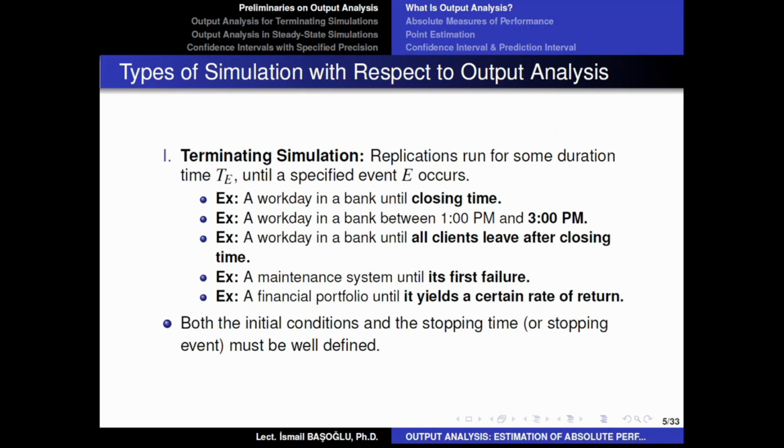Now, there are two types of simulations with respect to the output analysis. The first type is a terminating simulation. In terminating simulations, the replications run for some duration time, TE, until a specified event E occurs. For example, imagine a supermarket and we want to run a simulation of the supermarket, but the supermarket closes at 10 p.m. It opens at 10 a.m. and it closes at 10 p.m.